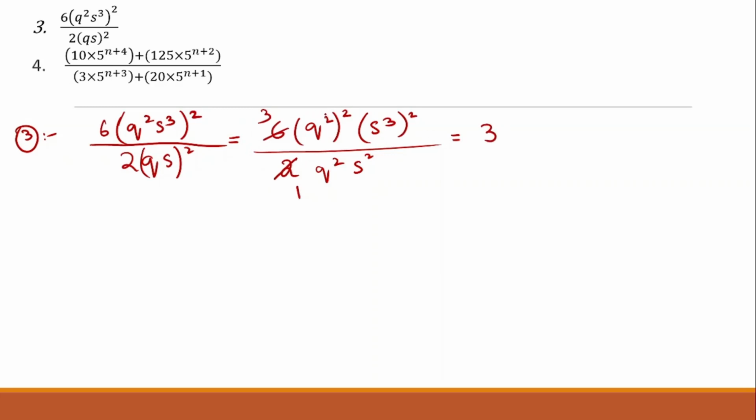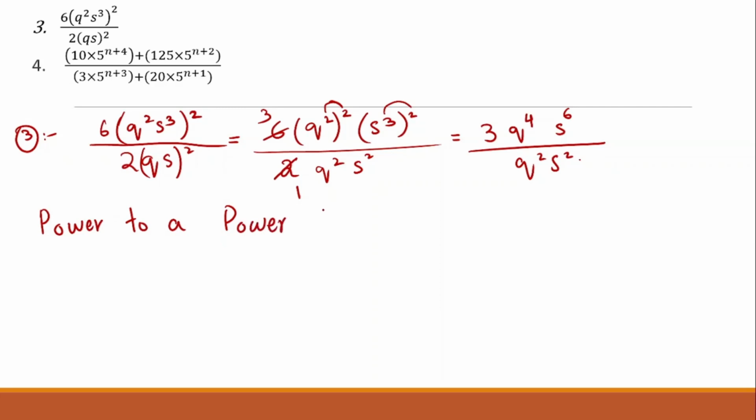Similarly, when there are two powers, we can multiply the powers. 2 multiplied by 2 is 4, so q to the power 4. And similarly, 3 multiplied by 2 is 6, so it will be q square s square. This is also a property, the power to a power rule.